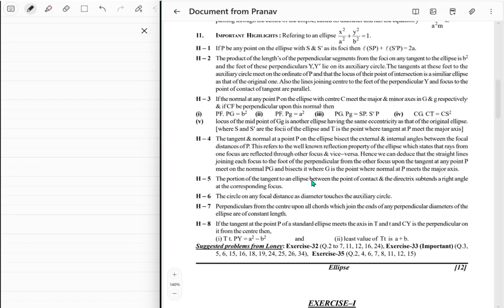The portion of the tangent to an ellipse between the point of contact and the directrix subtends a right angle at the focus. Oh yeah, this is something I have been asked a lot of times. So that subtends a right angle at the corresponding focus, right? So, the portion of the tangent to the ellipse between the point of contact and the directrix. We've got this ellipse, this tangent, this is our point of contact. The directrix might be somewhere over here.